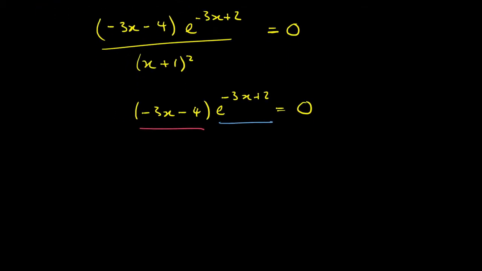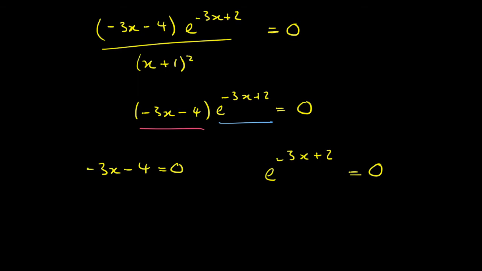Well, just take a step back and say, if I've got 5 times 0, what do I get? I get 0. And let's switch it around. If I've got 0 times 3, what do I get? I get 0. So if I've got any two numbers that multiply together and the answer is 0, then one of those numbers must be 0. So what I've got is either this thing must be 0 or this thing must be 0. So I'm going to say, negative 3x minus 4, either that thing is equal to 0, or alternatively, e to the negative 3x plus 2 is equal to 0. Okay, so that's what I've got.